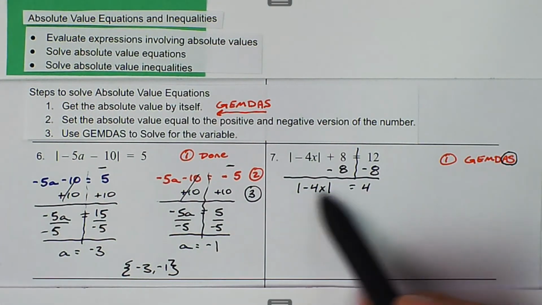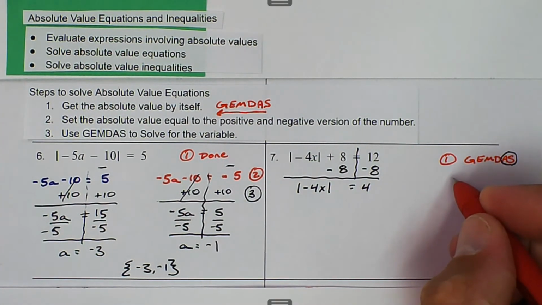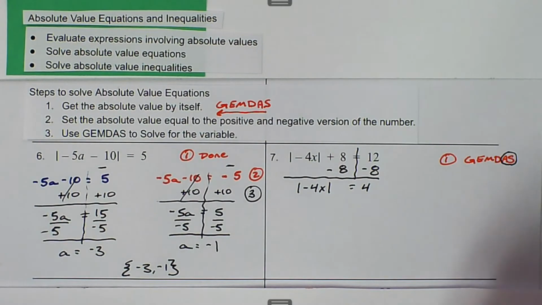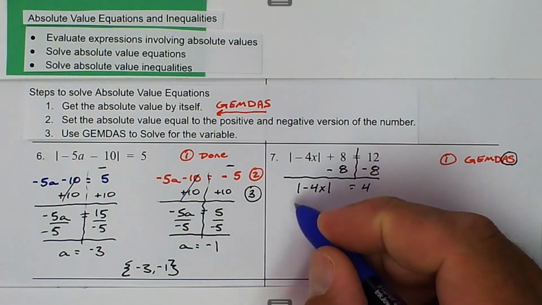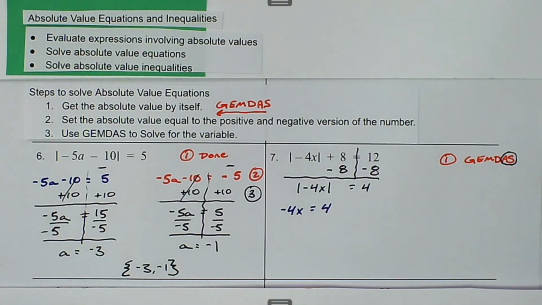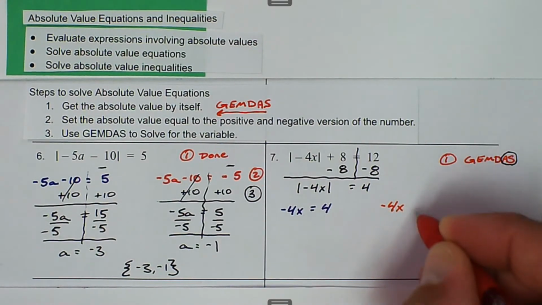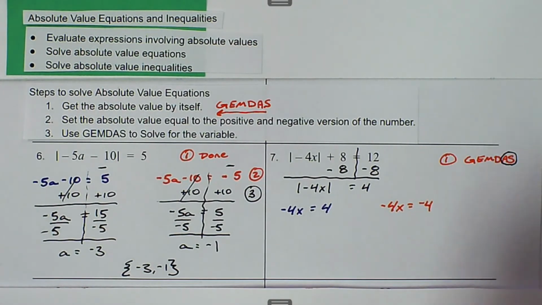At this point, we have the absolute value by itself, so we got to move on to step number 2. And step number 2 is write it plus or minus. Let's write it out first. So we take what's inside the absolute value, which in this case is negative 4x, and we set that equal to the positive version, or the same version that was there earlier. And then the next, we take the same interior, which is negative 4x, and we set it equal to the negative version of that. And that was step number 2. Step number 2 is positive and negative version, right?